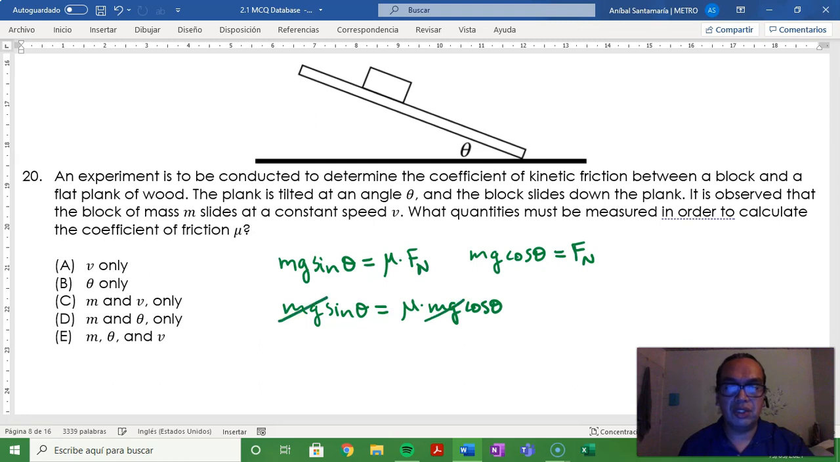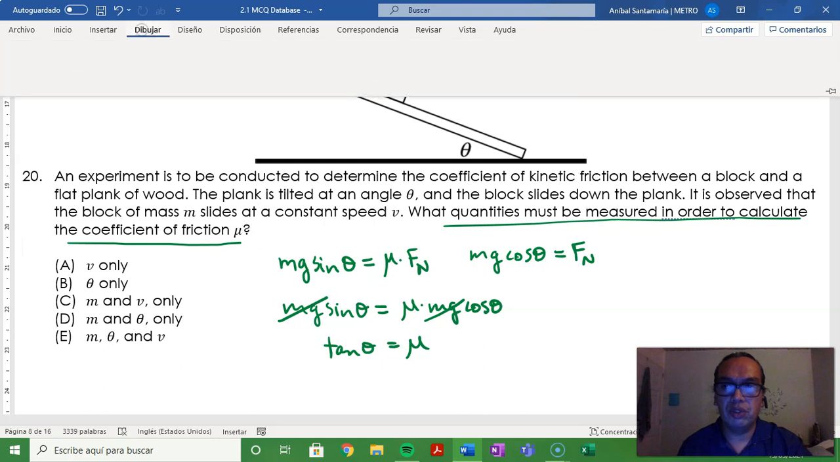The weight is irrelevant in this calculation, and the tangent of theta is equal to mu. So, if your question is, what quantities must be measured in order to calculate the coefficient of friction mu, your answer is theta only, option B.